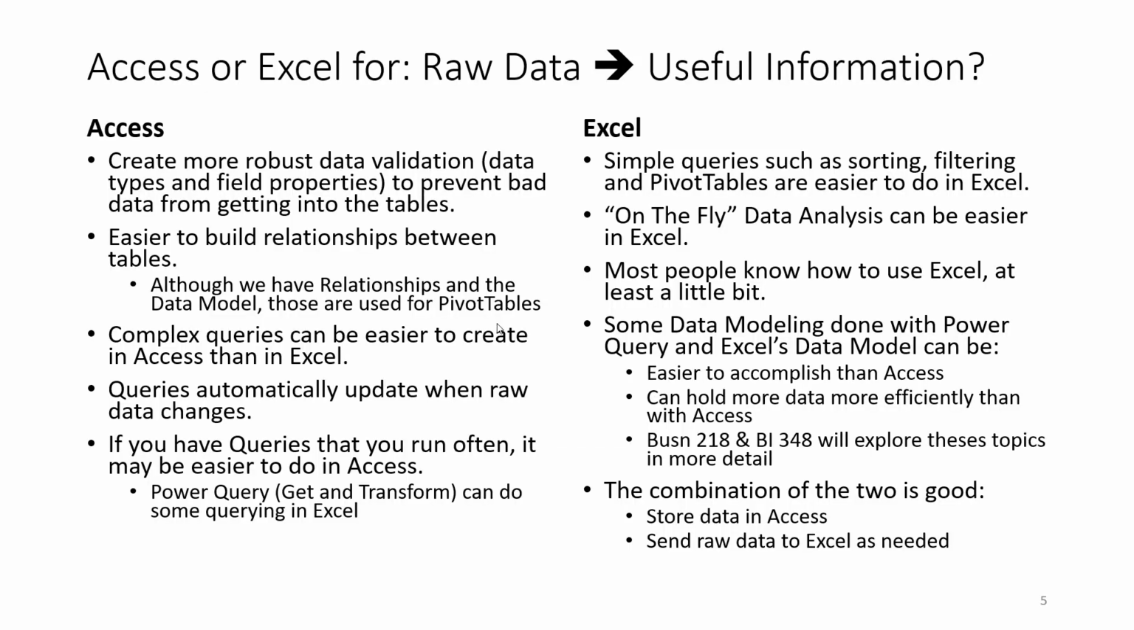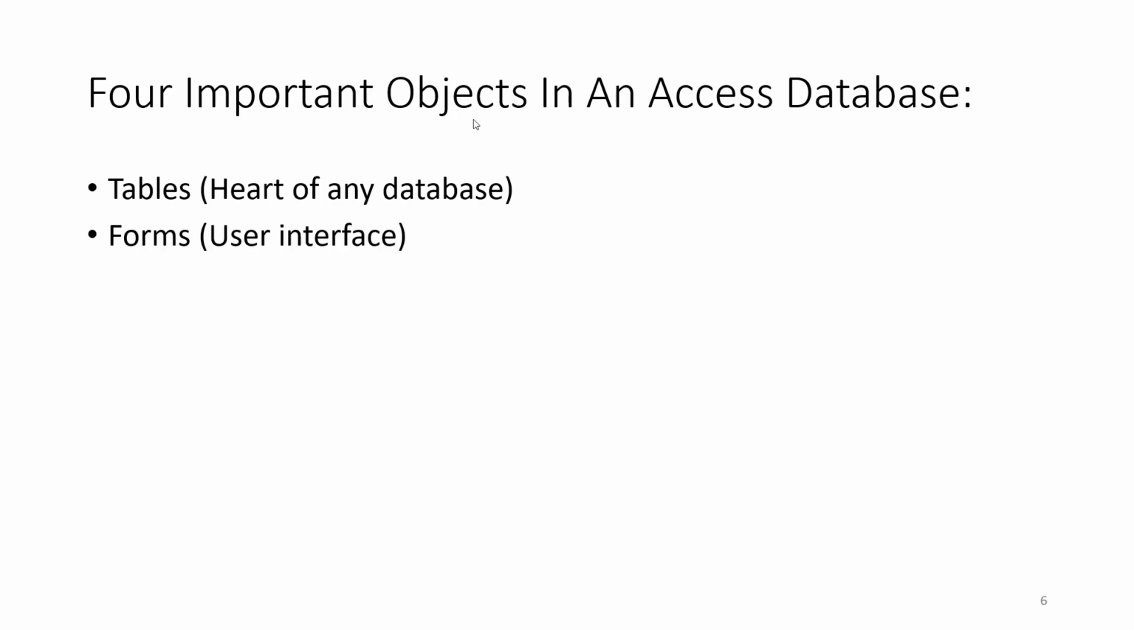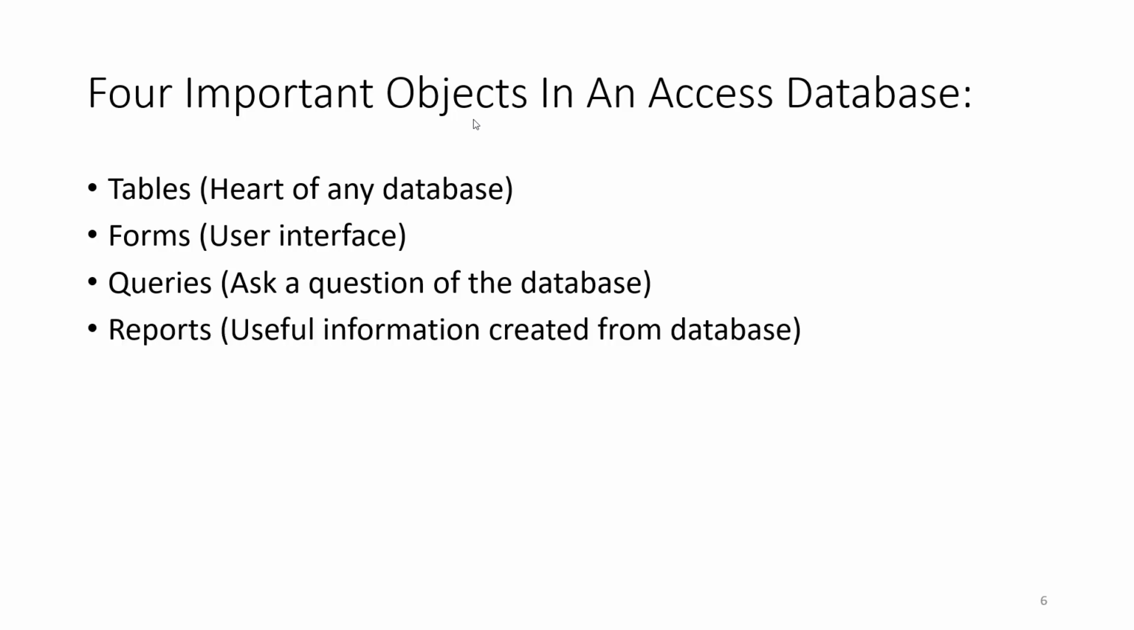I'm back here in our PowerPoint notes and I will advance to the next slide. And this is slide number 6. In this slide, we see 4 important objects in an Access database. We do have tables, and the tables in a database, this is the heart of any database. We also have forms, which is a user interface, and the forms allow you to view and maintain data. We also have queries, and this is where we will ask a question of the database. And from the queries also, we will create reports, and the reports will have useful information from our database.